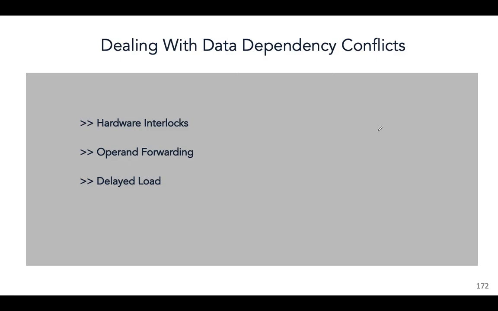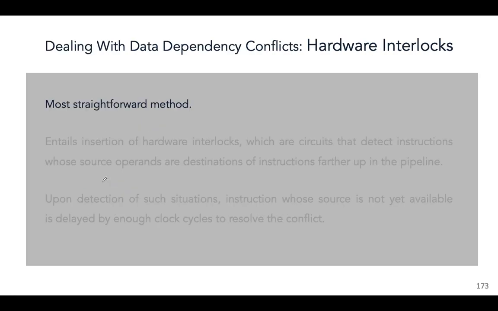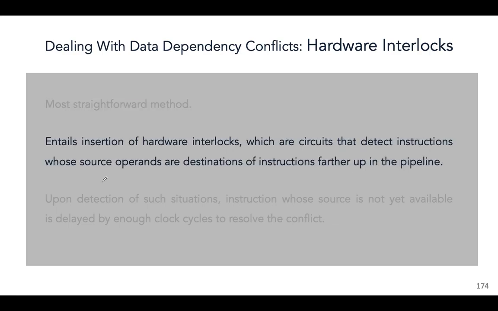There are several different methods by which we can deal with such data dependency conflicts, and these are the ones we're going to be talking about: hardware interlocks, operand forwarding, and delayed load. Now let's first see what hardware interlocks are. This is the most straightforward method of dealing with data dependency conflicts. What it does is it entails insertion of hardware interlocks.